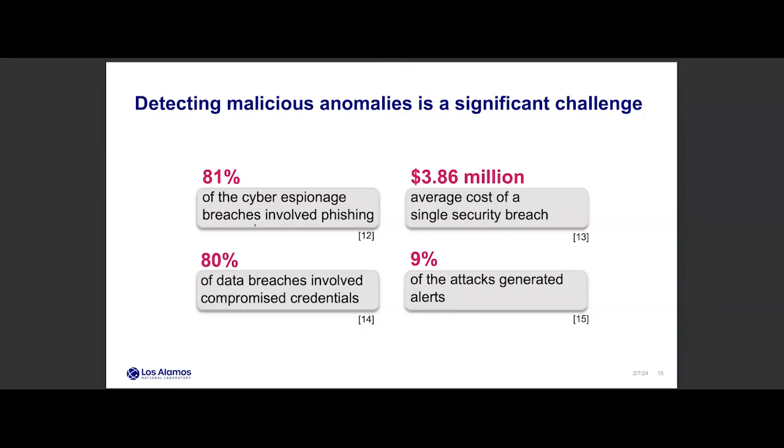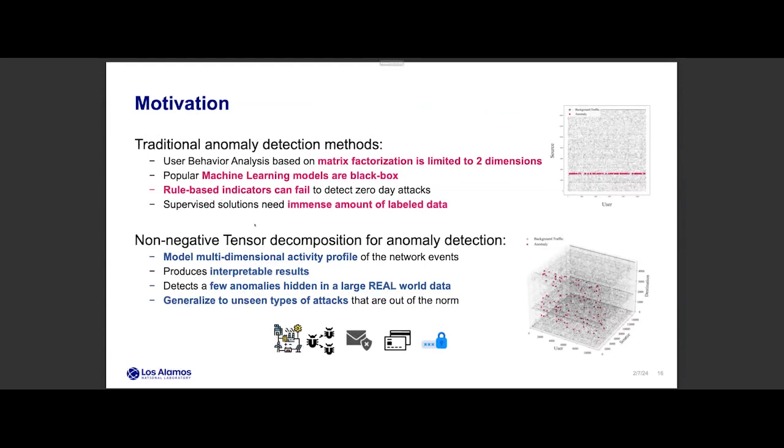So our first application is detecting anomalies. It's an important problem. It's an expensive problem, and according to reports, only a low percent of the anomalies generate alerts. So we are missing many. It's an important problem that needs to be addressed.